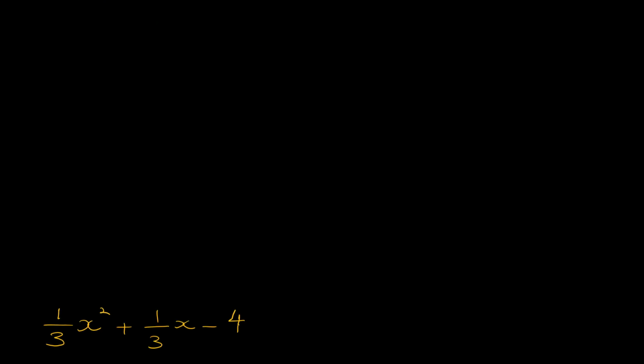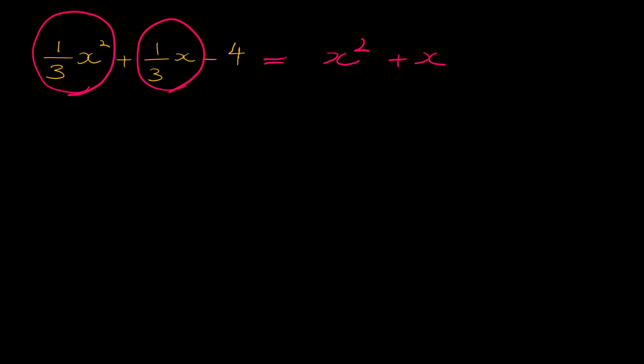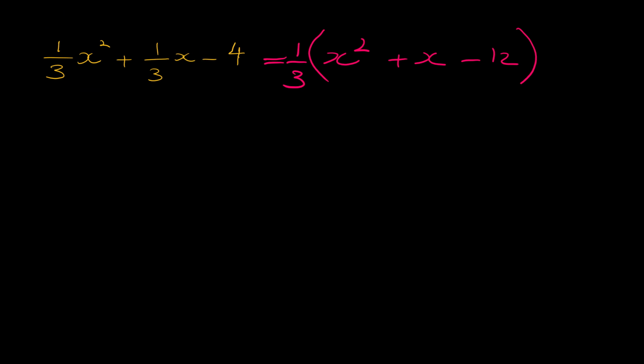Let me show you another example. 1/3 x to the 2 plus 1/3 x minus 4. Here, immediately we notice that if we multiply this expression by 3, we can get rid of these denominators. So we multiply all of this expression by 3. If we multiply this term by 3, then we have x to the 2. If we multiply this term by 3, then we have only x. And if we multiply this term by 3, then we have minus 12. But because we multiplied this expression by 3, we have to put a 1/3 outside, the reciprocal of the number that we multiplied.